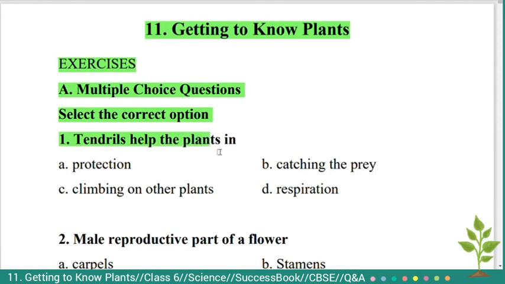First question, tendrils help the plants in. The given options are A. Protection, B. Catching the prey, C. Climbing on other plants, D. Respiration. Here the correct answer is option C, climbing on other plants. Tendrils help the plants in climbing on other plants.